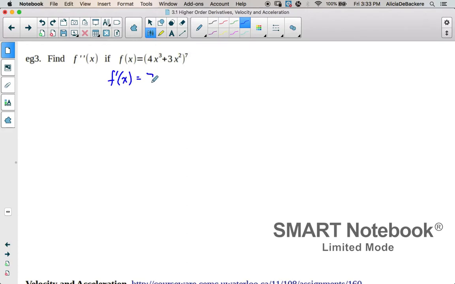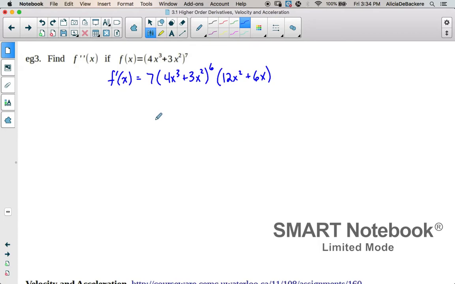I'll bring the 7 out front, leave the inner function, leave the baby inside, and then subtract 1 from the outer function exponent. Now that I've taken the derivative of the mama and left the baby inside, I'll take the derivative of the baby, or take the derivative of the inner function. So just looking at that bracket inside, I don't care about the 7 anymore, I've already dealt with it. I'll take the derivative of this as 12x squared plus 6x.